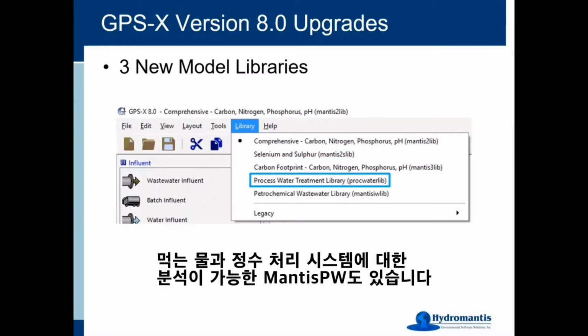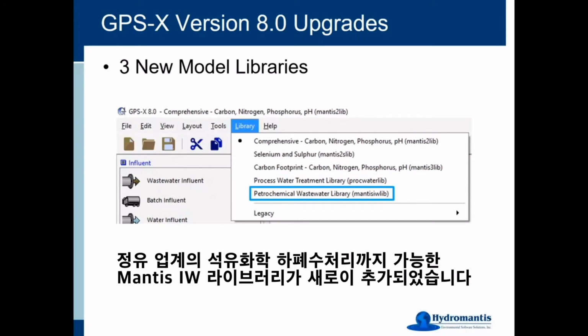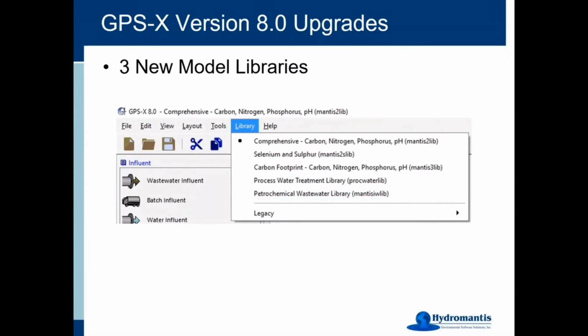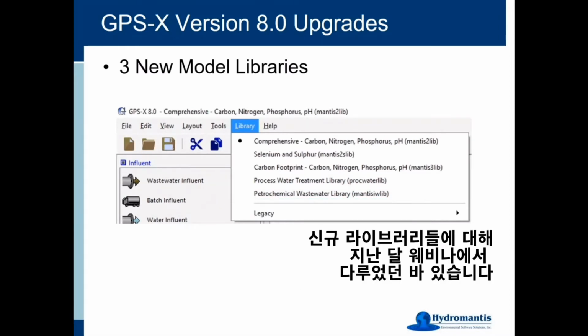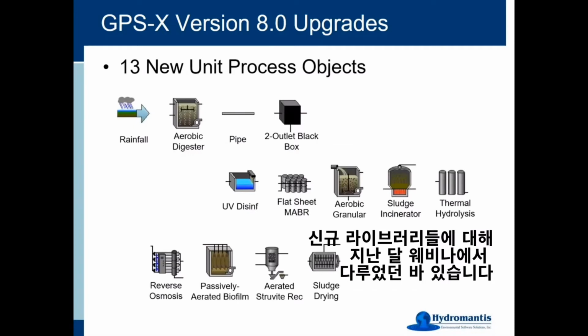We have a process water treatment library as well, so that means water treatment as opposed to wastewater. Primarily it could be used for drinking water modeling, or for process treatment for industry. And we also have a petrochemical wastewater library for treatment of refinery wastewaters as well. Those are all new areas that we've been moving into.